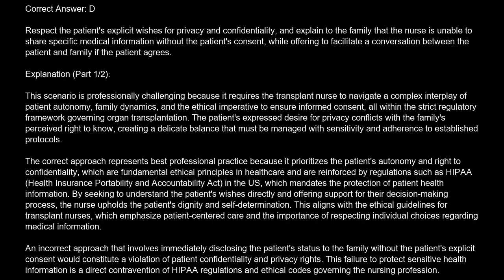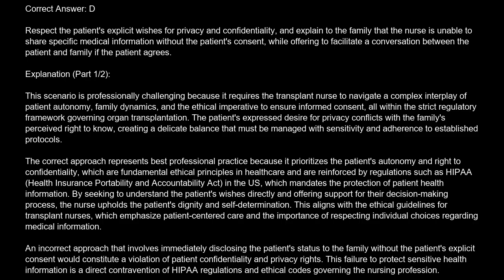The correct approach represents best professional practice because it prioritizes the patient's autonomy and right to confidentiality, which are fundamental ethical principles in healthcare and are reinforced by regulations such as HIPAA, the Health Insurance Portability and Accountability Act, in the U.S., which mandates the protection of patient health information.